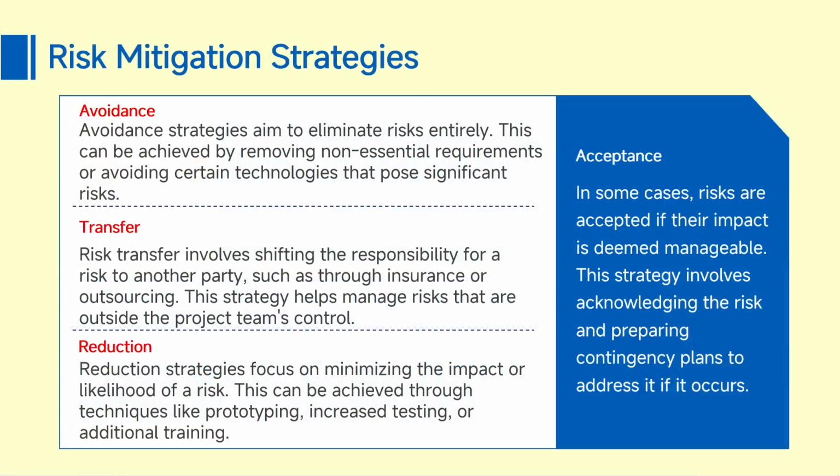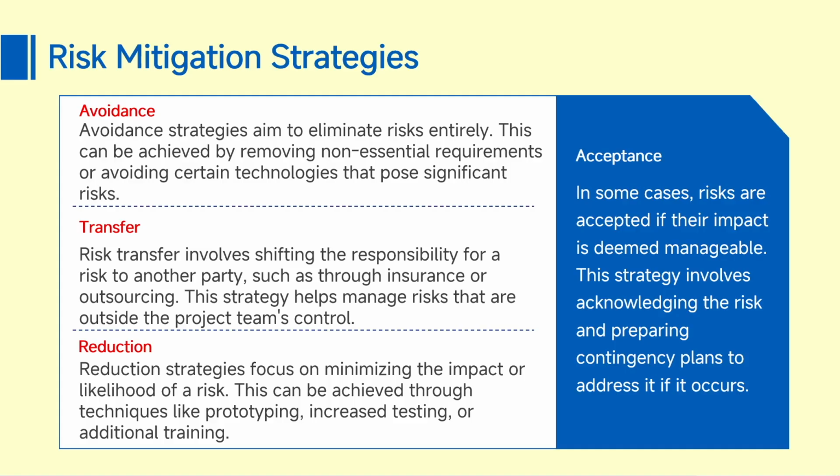So, risk mitigation strategy. We can reiterate this again. We have avoidance, transfer and reduction. Avoidance aims to eliminate the risk entirely by removing non-essential requirements or avoiding certain technologies that pose significant risk. Transfer is shifting the responsibility to another party, through insurance or outsourcing. So, here the team is not able to manage that risk and we transfer it to another party.